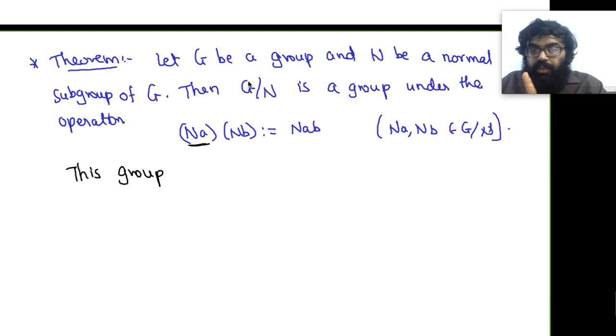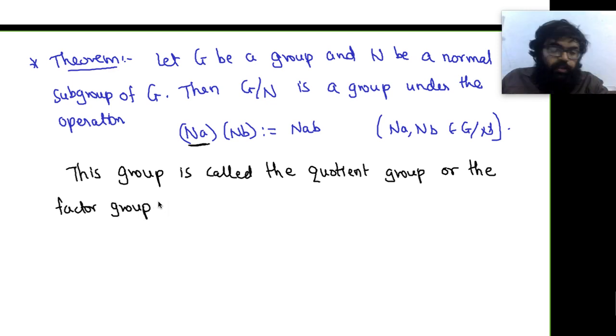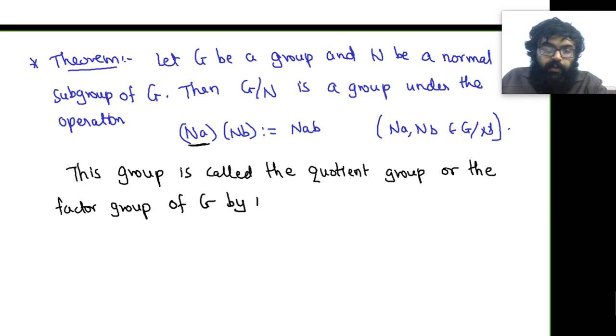G quotient N is a collection of subsets of G, namely the right cosets. Either we take right cosets or left cosets, because when N is normal, every right coset is the same as a left coset. This group is called the quotient group, or sometimes the factor group. We call it the factor group of G by N, or the quotient group of G by N, because we are dividing G into the set of all cosets.